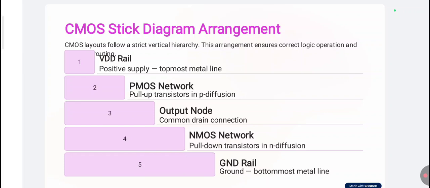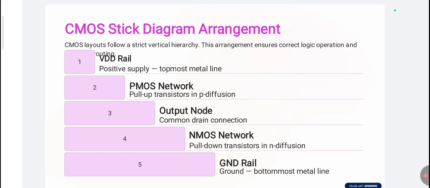So the stick diagram arrangement must follow the way which is represented in the figure. The order is represented from 1 to 5. The first layer we are going to represent is always VDD, or nothing but the positive power supply. It is always represented at the topmost using the metal line. Second comes the PMOS network, which is nothing but a pull-up transistor, in the P diffusion. And third comes the output node, which is a common node, that is nothing but the drain.